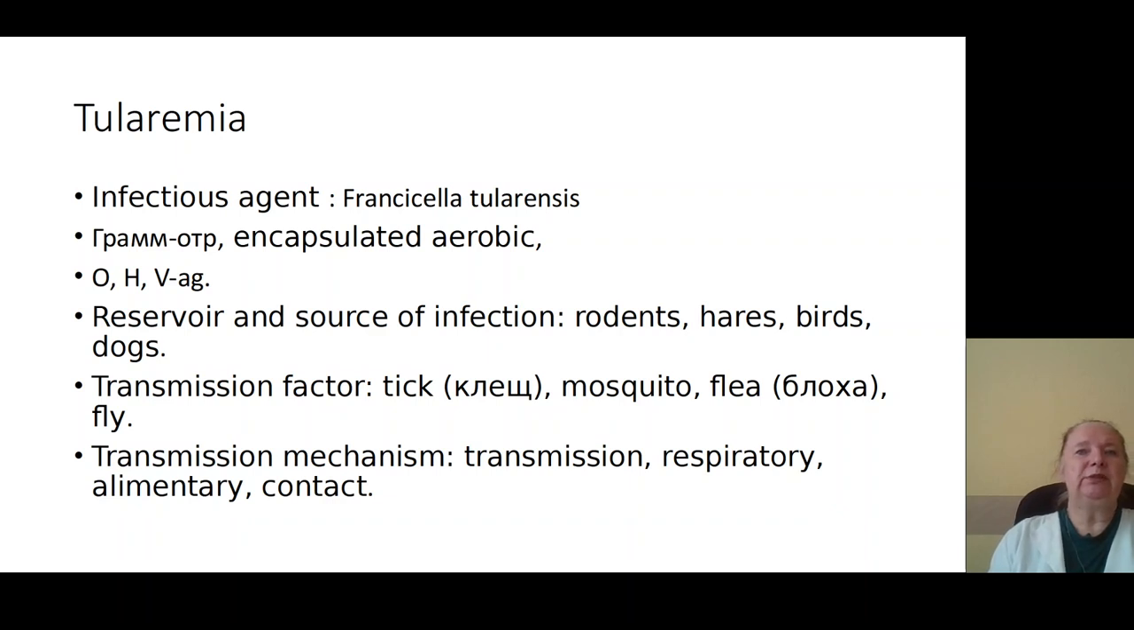The infectious agent is Francisella tularensis. It is a gram-negative, encapsulated, aerobic bacterium that contains a Vi antigen in the membrane. The reservoir of infection is rodents, hares, birds, and dogs. So it is a zoonotic infection.